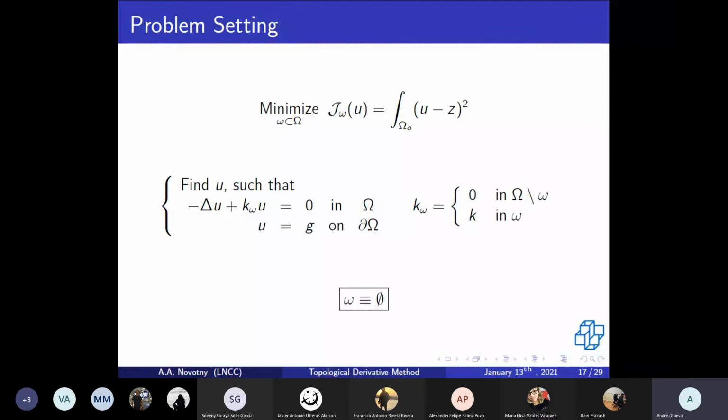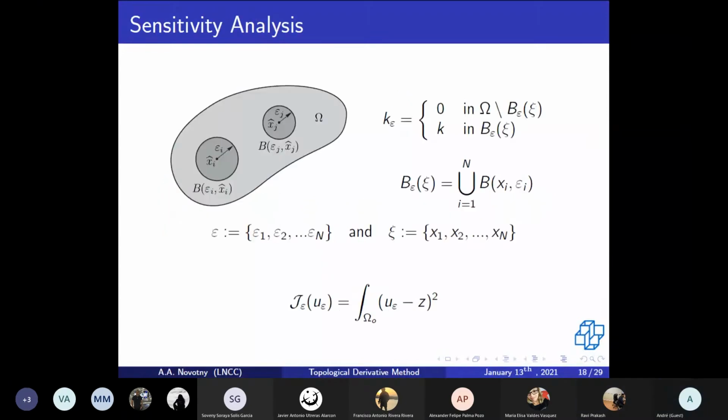In this case, we suppose that small omega is empty. Small omega is actually our initial guess, let's say. And then we compare the solution U without any anomaly with zeta, which has been obtained from a problem with a small anomaly or a number of anomalies. So the idea here is to use the topological derivative method.